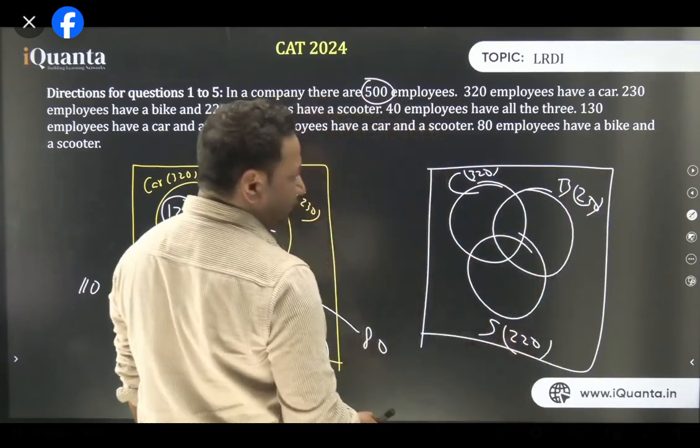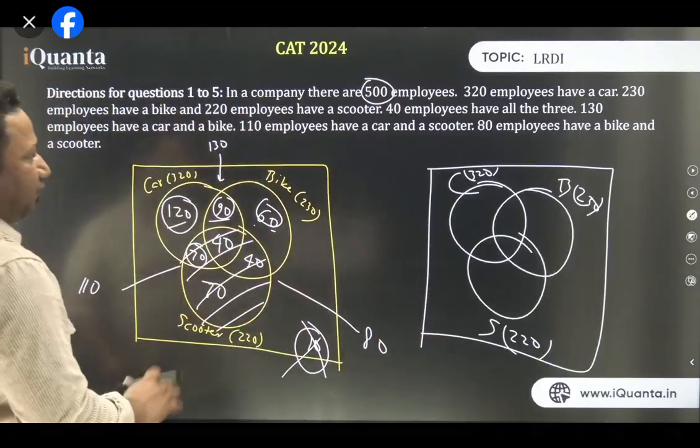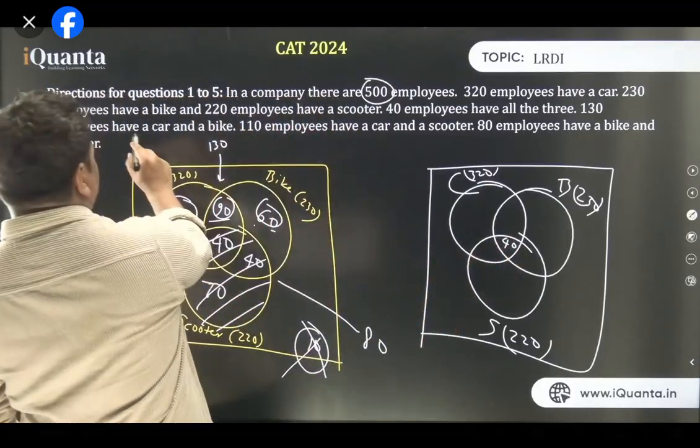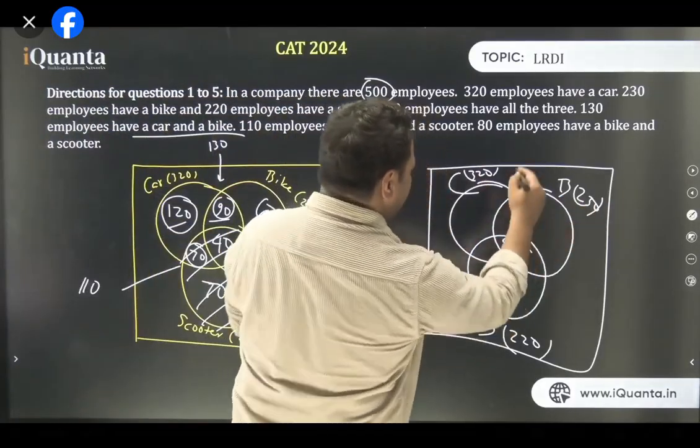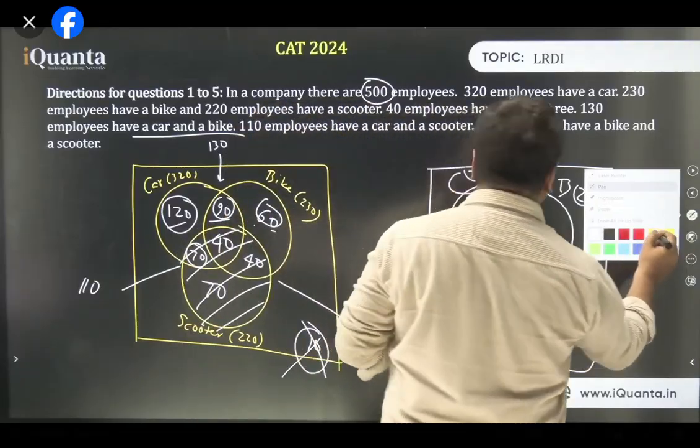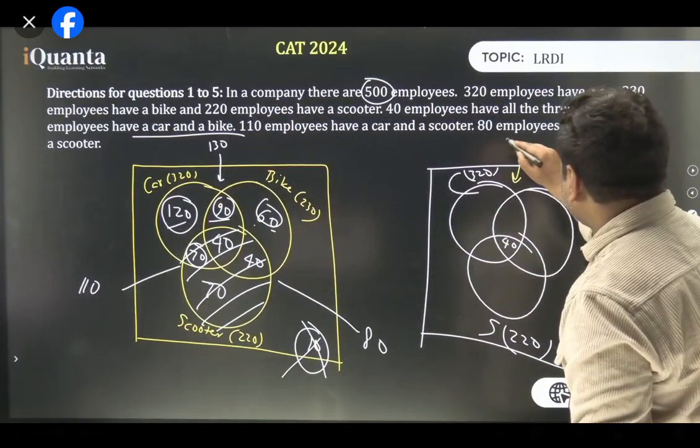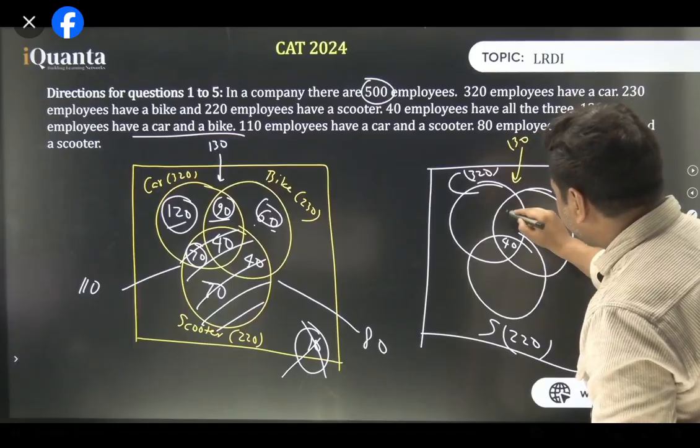Okay, Sanjana, this is for you, and those who want me to explain it again quickly. 40 have all the three. Let's write 40 over here. 130 have a car and a bike. Common to these. This is how much? This is given as 130. All right. This is 130. So this means 40 is already here, 130 minus 40, 90 will come here.